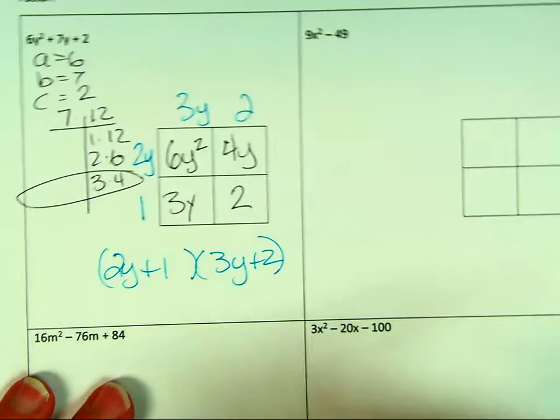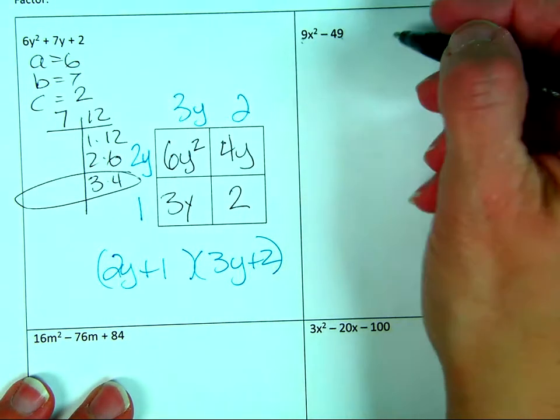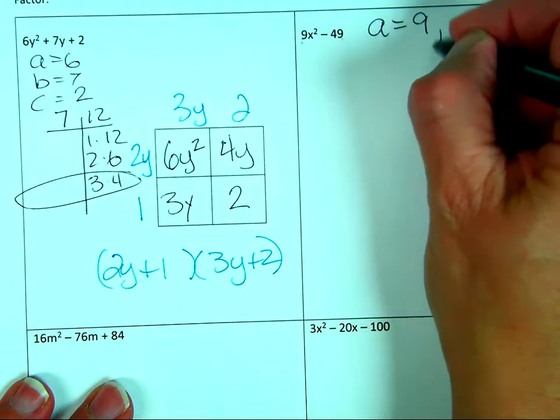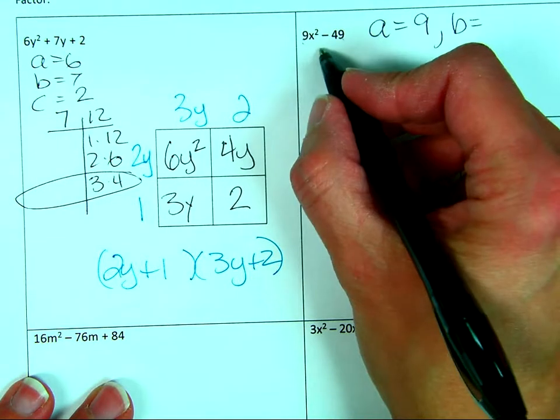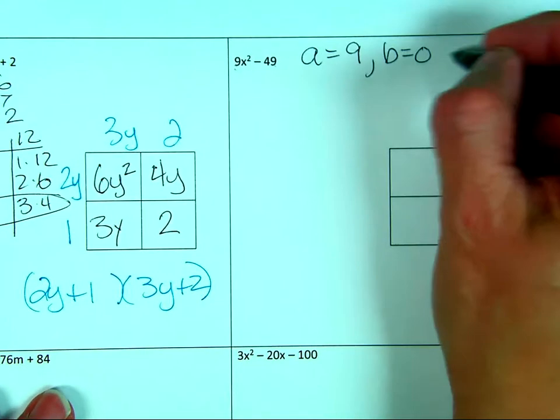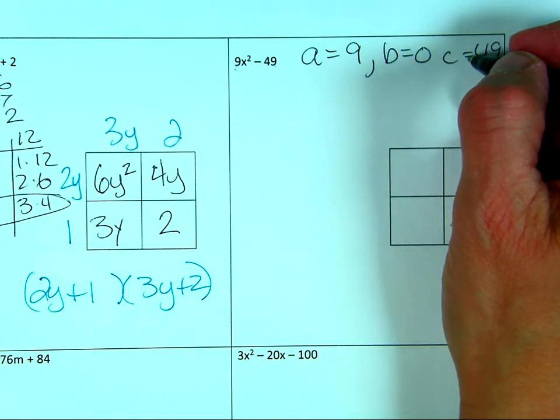Okay, let's try this one. No greatest common factor. 9 doesn't go into 49, and 3 doesn't go into 49. So what's A? It's 9. What's B? There's no x. That means B is 0. So I'm trying to get two factors that add up to 0. And C is 49. So what is 9 times 49?